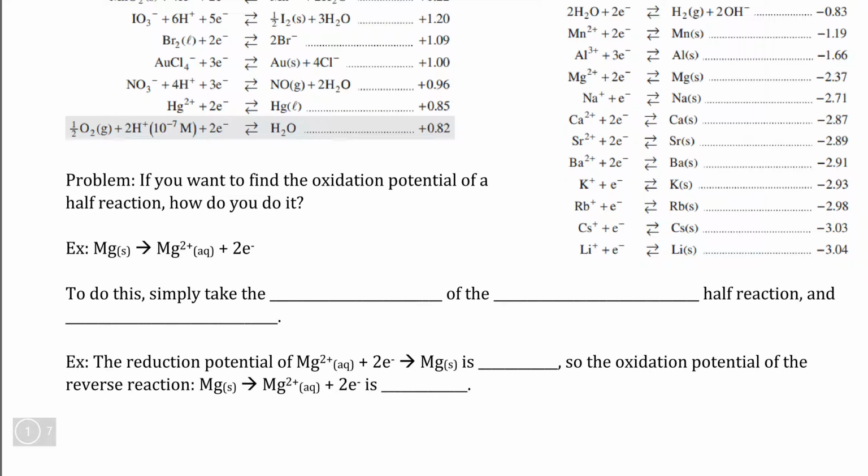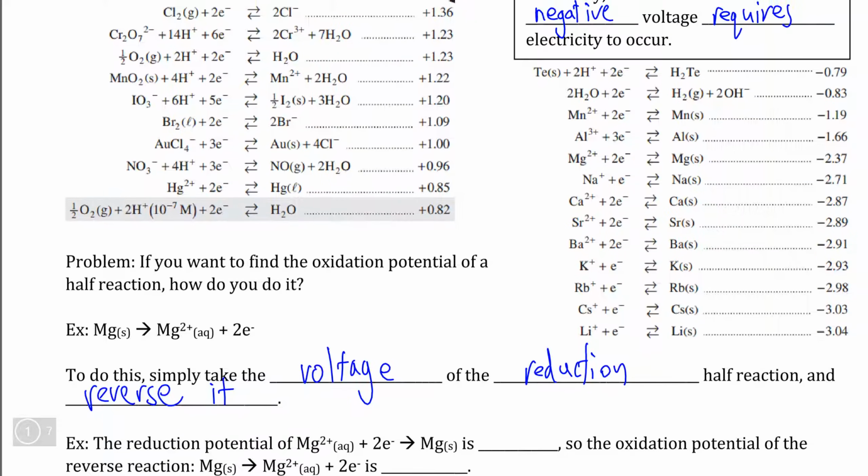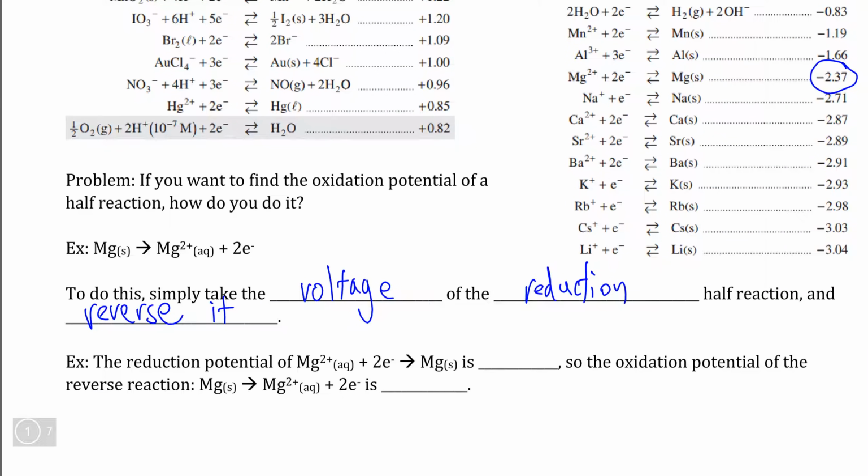To do this, all that we do is take the electrochemical potential, which again is the voltage of the reduction half reaction, and simply reverse it in order to find the potential of the oxidation reaction. So if we want to look up the oxidation potential of magnesium, for example, we need to go to our data table and find what the reduction potential is. The reduction potential of Mg2+ is negative 2.37 volts.